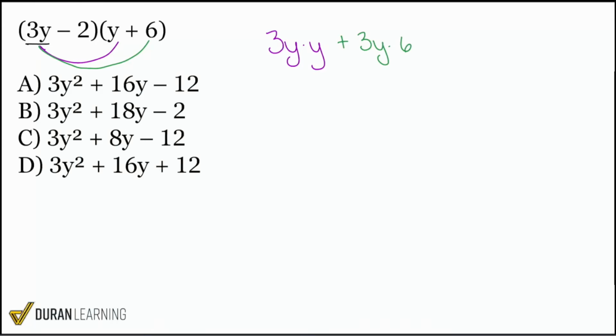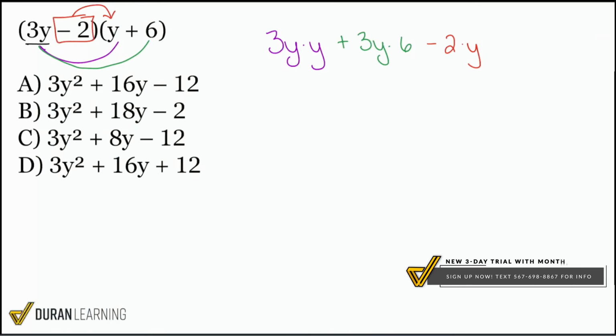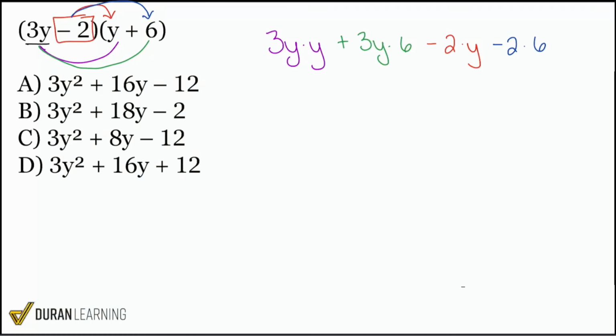Then we'll continue with the minus 2. Make sure to bring that sign with you. That's one of the most common mistakes that we see. We'll have minus 2 multiplied with the y, so we'll have minus 2 times y. And then lastly, we're going to have the negative 2 multiplied with the positive 6. So negative 2 multiplied with 6. So with that, cool, there we are.